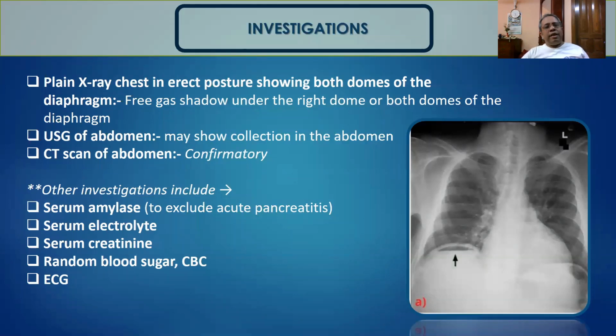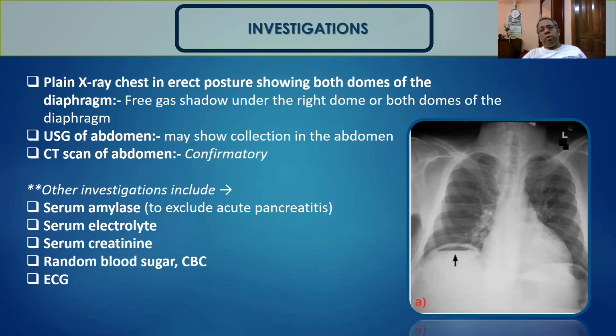So plain X-ray chest in erect posture showing both domes of the diaphragm, with a free gas shadow under the right dome or both domes of the diaphragm, then your diagnostic confirmation is that pneumoperitoneum is there. After taking the history of severe sudden pain, no other operation, etc., your diagnosis is perforated peptic ulcer most likely.